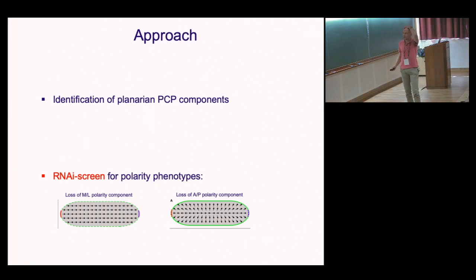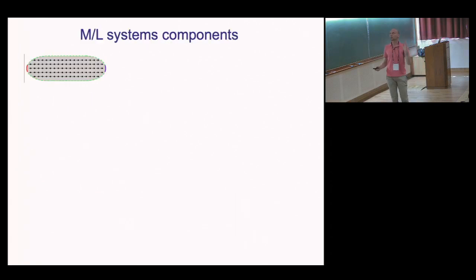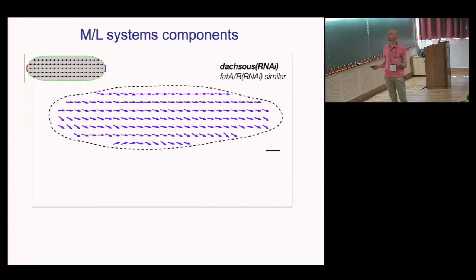Now, in this sense, we were very delighted when we knocked down this component, DAXs. This was the second PCP pathway that I introduced to you earlier. This is a component of this Fat-DAXs PCP pathway. What we find is pretty much exactly this. Now all along, the cilia are highly consistently oriented along the AP axis, and we don't have display anymore as we have it in wild-type animals.